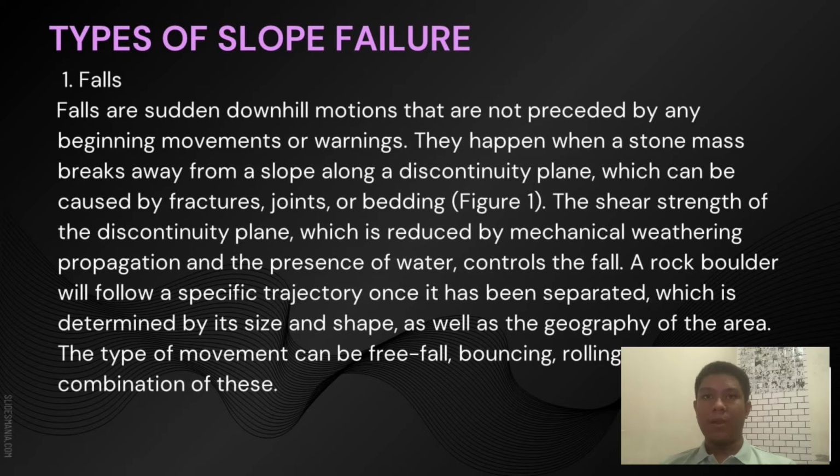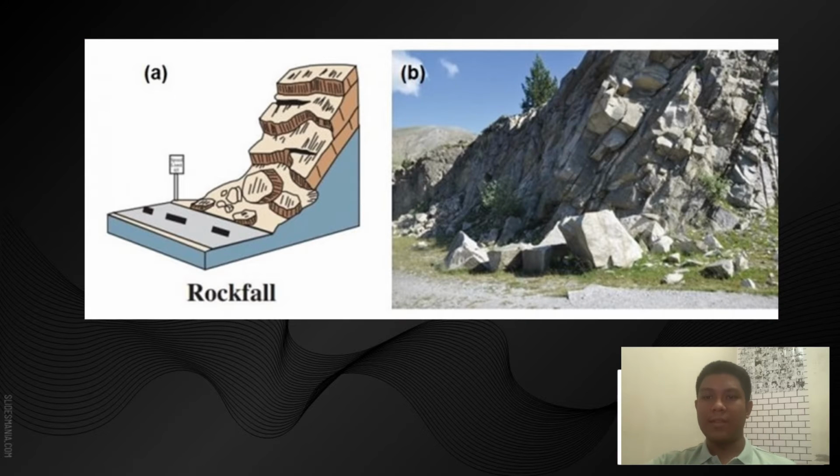A rock boulder will follow a specific trajectory once it has been separated, which is determined by its size and shape, as well as the geography of the area. The type of movement can be free fall, bouncing, rolling, or a combination of these. Here I put some pictures you can see on the slide.